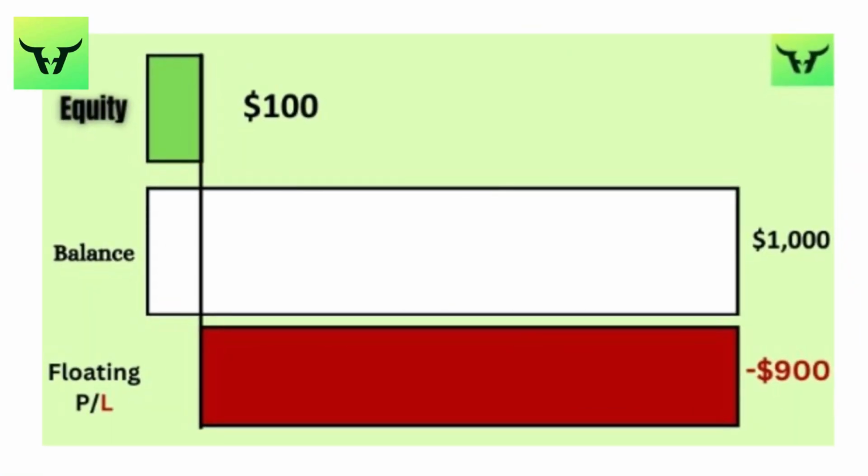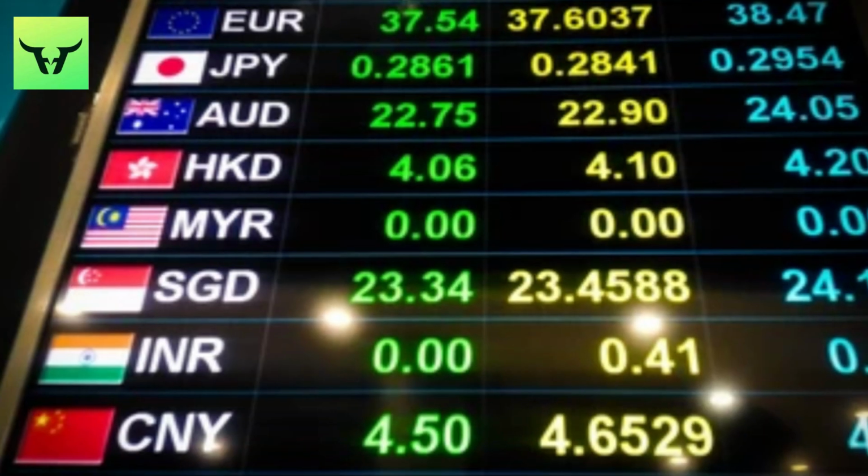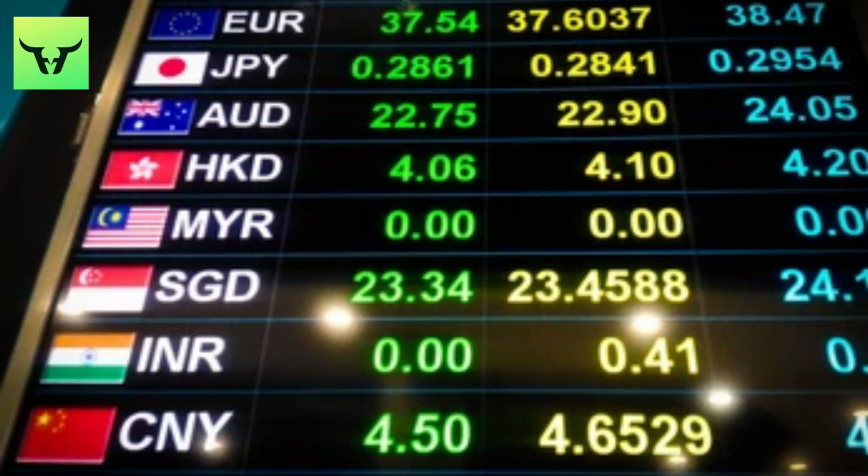An example: assume your balance is $1,000, but you have an open transaction with a floating loss of $900. In this case, your equity is just $100, which represents the actual amount of money you have after deducting the losses from your open trade.